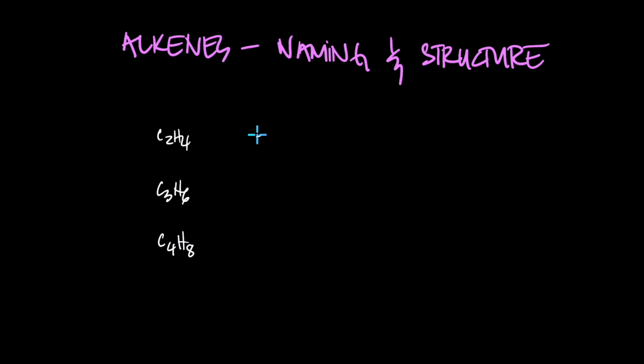These are the ones most tested. The 2 carbon one starts with eth. The 3 carbon one starts with prop. And the 4 carbon one starts with but. And because they're alkenes, the suffix is "ene".